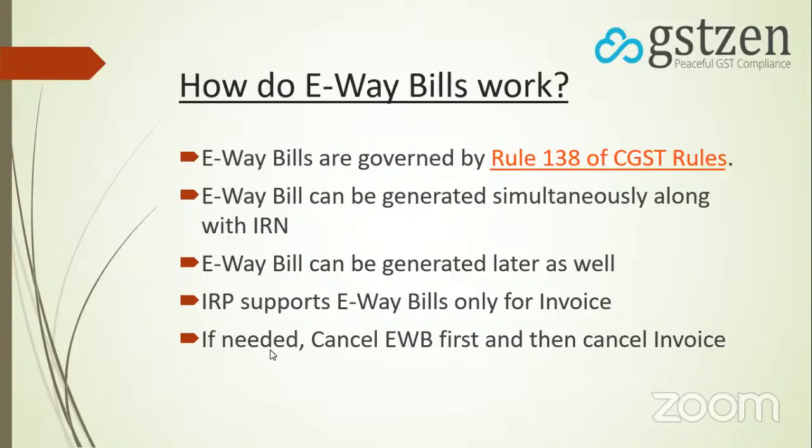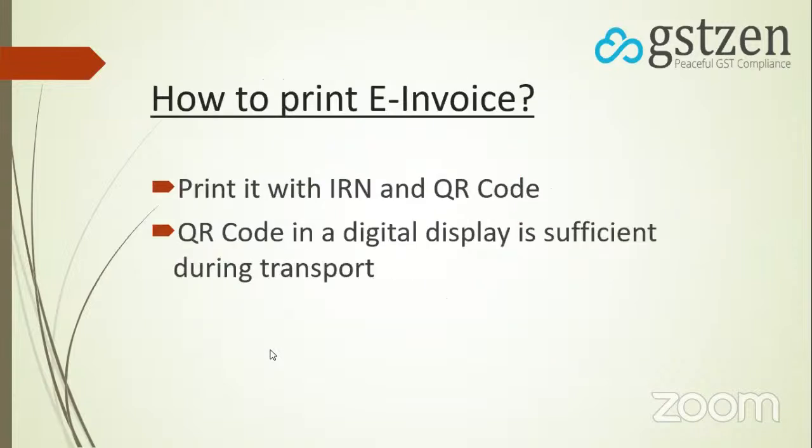So the proper order is to generate the e-invoice first, then generate e-way bill on that e-invoice. IRP supports e-waybill only for invoice. So on IRN, you'd only be able to generate e-waybill for invoices. In case of credit notes and debit notes, you will not be able to link it to the e-invoice. It will have to be separately generated. So if you want to cancel the e-invoice, you'll have to cancel the e-waybill first, then cancel the e-invoice.